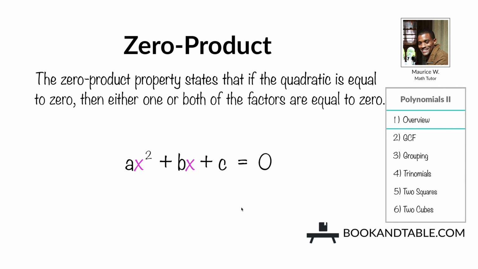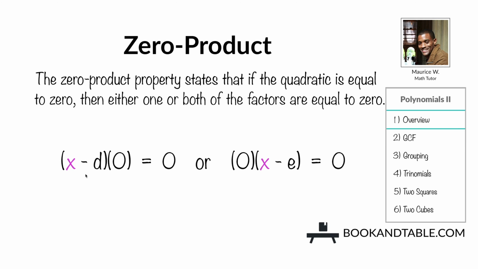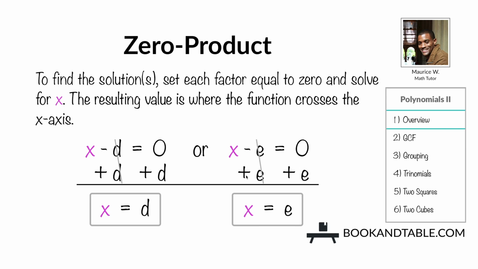Now, in order to understand how you find these solutions, we must review the zero product property. The zero product property states that if the quadratic is equal to 0, then either one or both of the factors are equal to 0. So let's say you had some quadratic expression and it's equal to 0, and you wanted to factor this expression. When you do so, you would have one factor times another factor, and we know that the product is equal to 0. So by knowing that one or both of the factors must be equal to 0, in order to solve for x, or to find the solution or solutions, we set each factor equal to 0 and solve for x. So one of the factors, x minus d, we set that equal to 0 and solve for x.